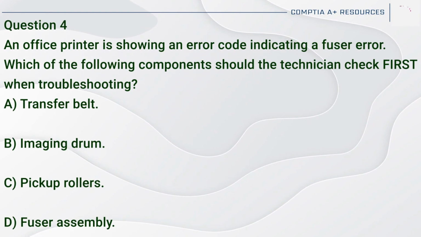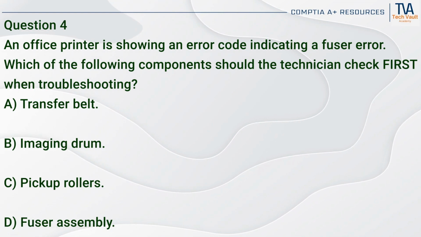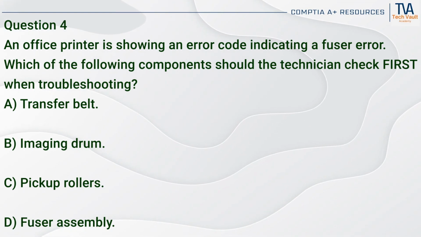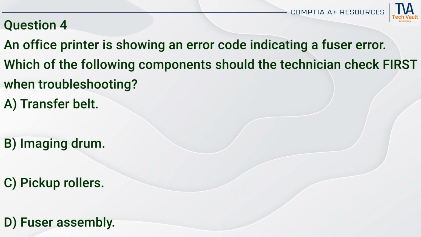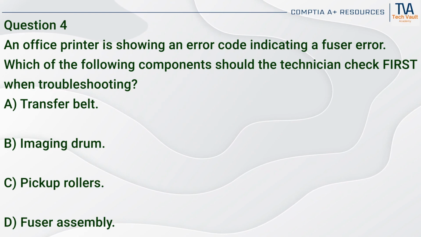Question 4. An office printer is showing an error code indicating a fuser error. Which of the following components should the technician check first when troubleshooting? A. Transfer belt. B. Imaging drum. C. Pickup rollers. D. Fuser assembly.